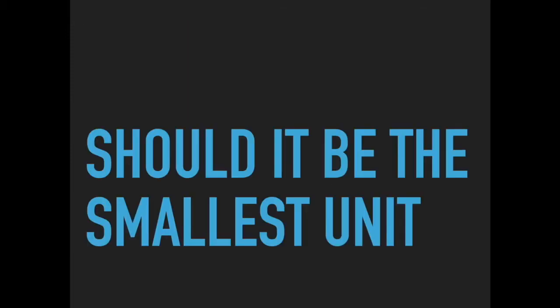But should it be considered to be the smallest unit? The Neuron Doctrine is this idea that the neuron is the smallest unit in the brain that we need to focus on in order to understand how it works.